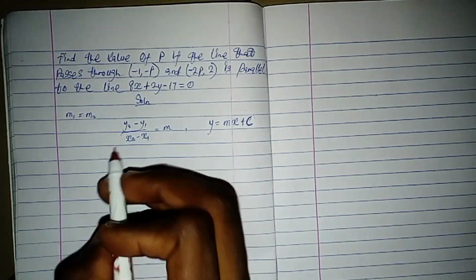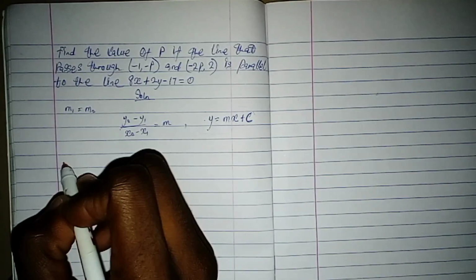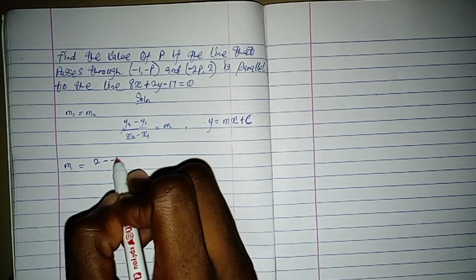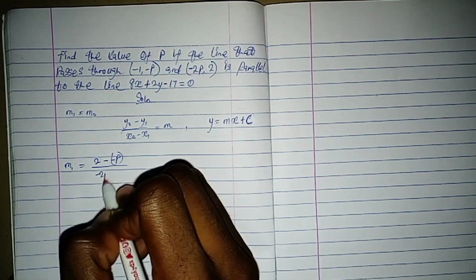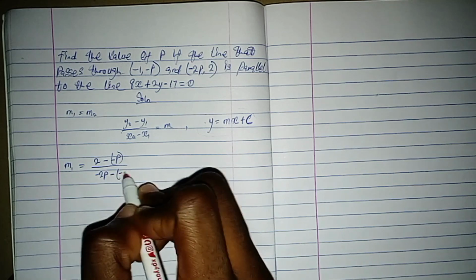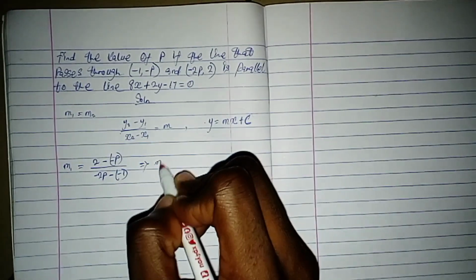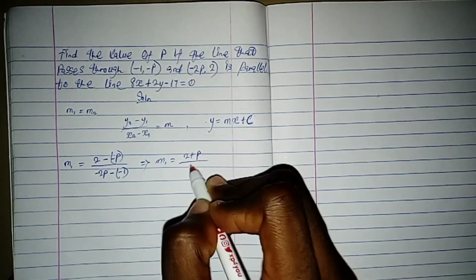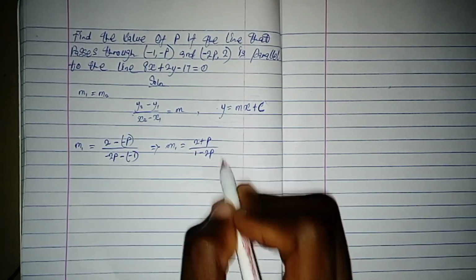So for m1, which should be this, we have m1 equals y2, which is 2, minus y1, which is minus p, over x2, which is minus 2p, minus 1. This would be (2 plus p) over (minus 2p minus 1), that is (2 plus p) over (1 minus 2p) after adjusting signs. So this is the gradient of the first line.